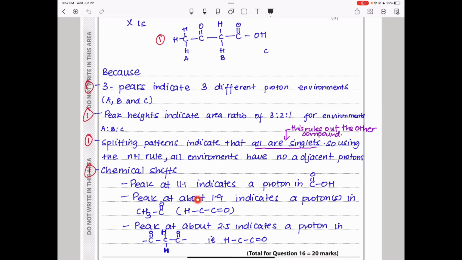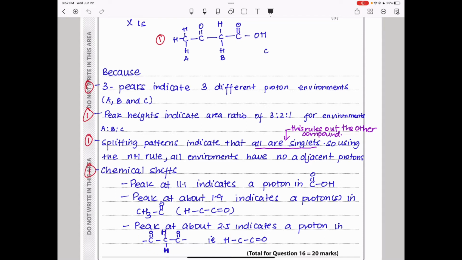There is another peak at about 1.9, which is indicative of this hydrogen in this link. So that could be due to this one here. And then the peak at 2.5 can indicate a proton in this. You can see these protons here due to that.